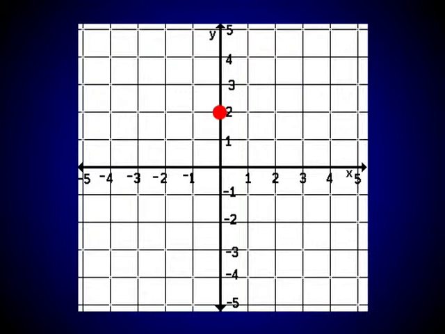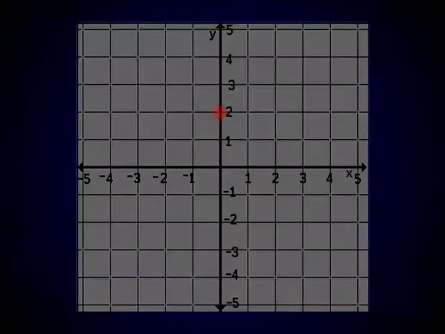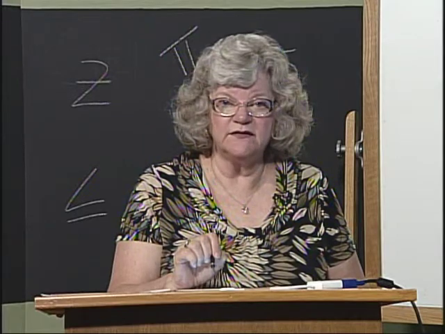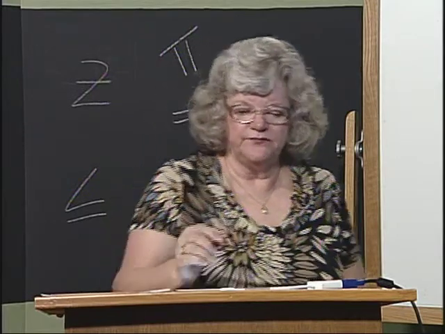And now our slope is negative 3. How can we write negative 3 as a fraction? Because we've got to rise and then we've got to run. Negative 3 could be written as negative 3 divided by 1, or it could be written as 3 divided by negative 1, right? So let's jot that down.